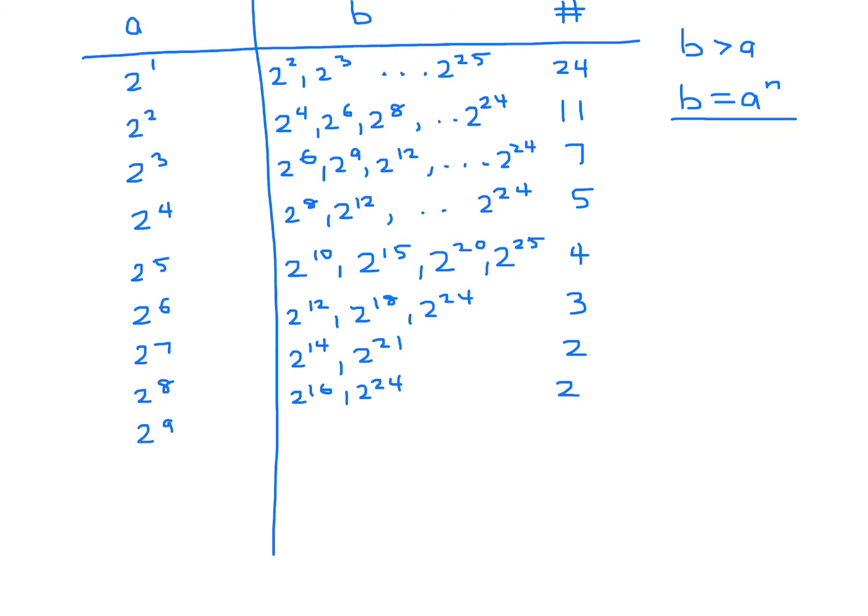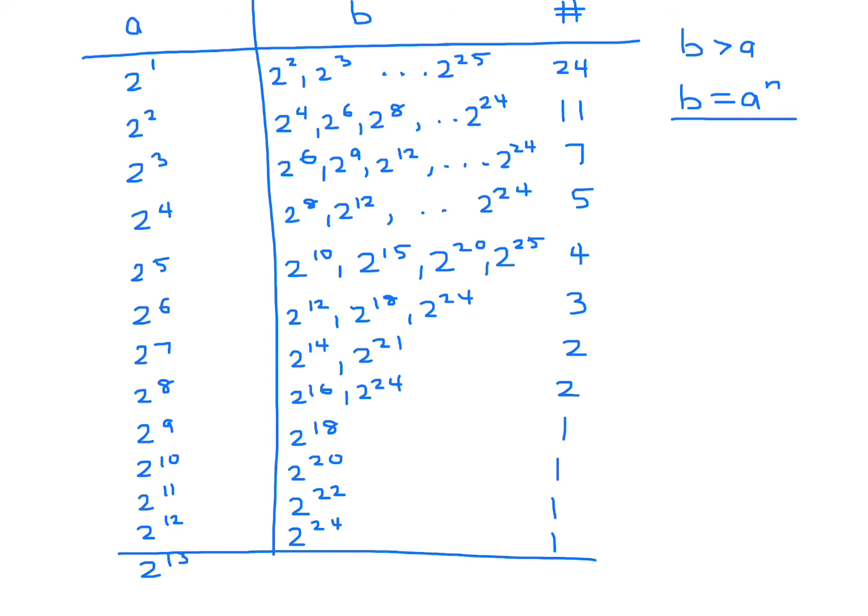2 to the power of 9, I think just 2 to the power of 18, so only 1 there. 2 to the power of 10, just 2 to the power of 20, that's 1. 2 to the power of 11, only 2 to the power of 22, that's 1. 2 to the power of 12 is 2 to the power of 24 for B, and that's 1. 2 to the power of 13, I think that's it. I can't choose anything because we don't have a 2 to the power of 26. It only goes up to the power of 25.